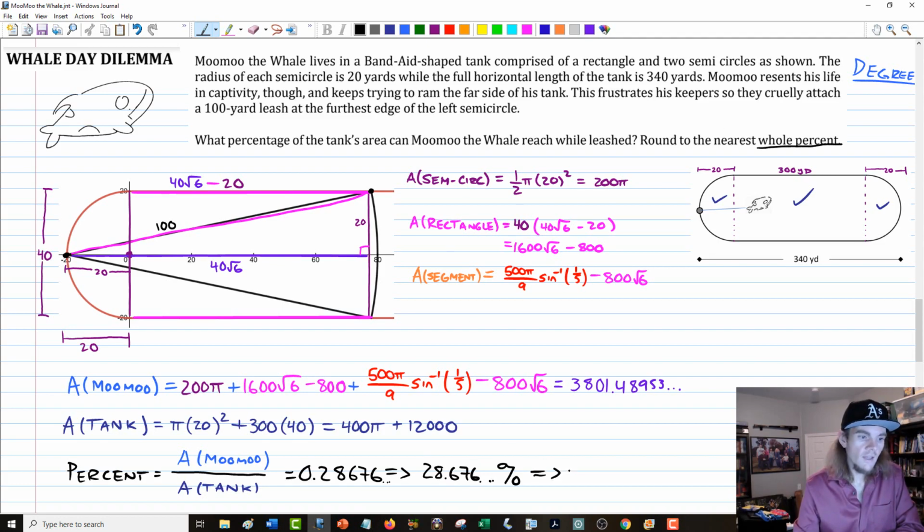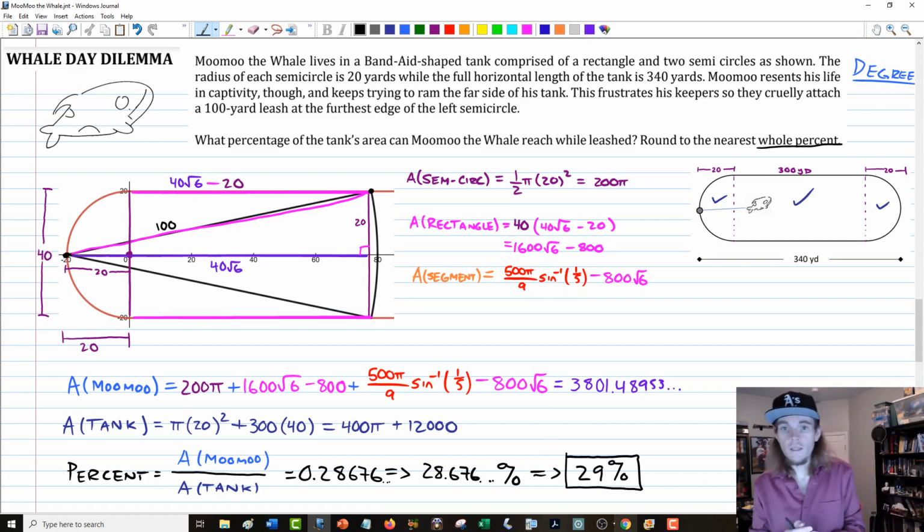So that tells us that in this tank, with that ridiculous leash tied to a whale, Moo the whale can only access about 29% of the tank when leashed to the point that he is with that 100 yard long leash. So our correct answer is 29% after all that. So having said that, tough problem.